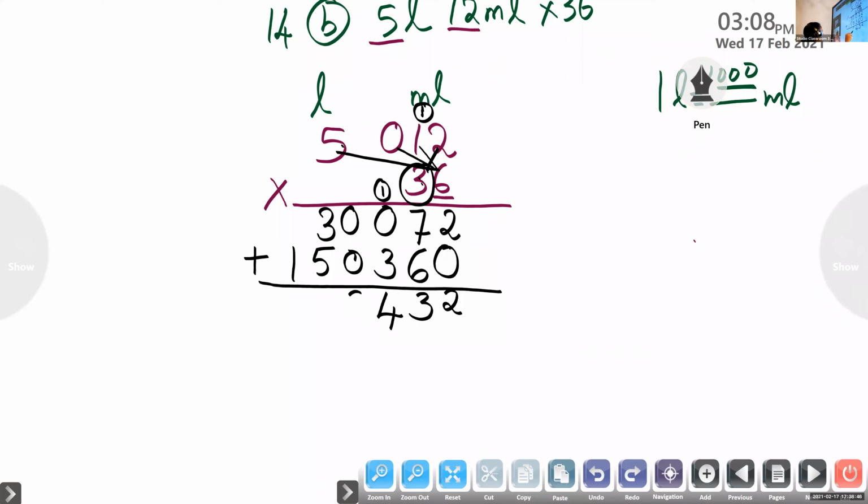Okay, 0 plus 0 here, 0. 5 plus 3? 8, then 1. So 180432. So children, in the ml part we have 432 and on the liter side we have 180. So the answer is 180432.